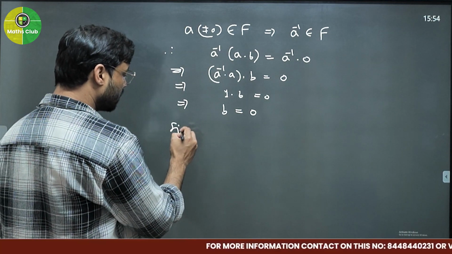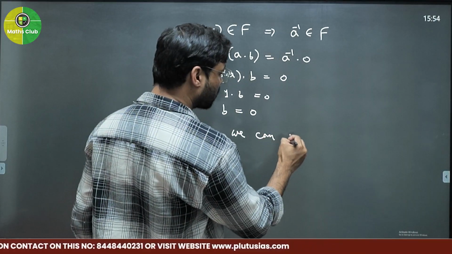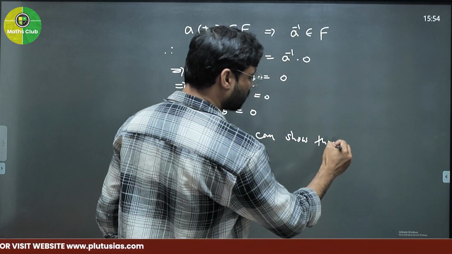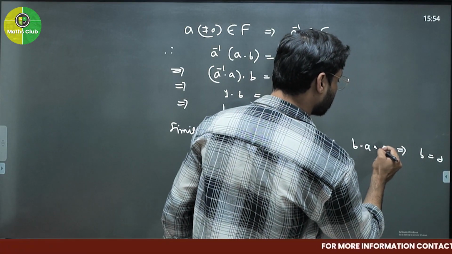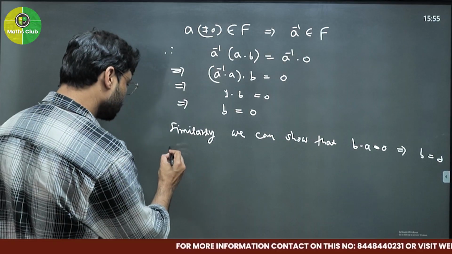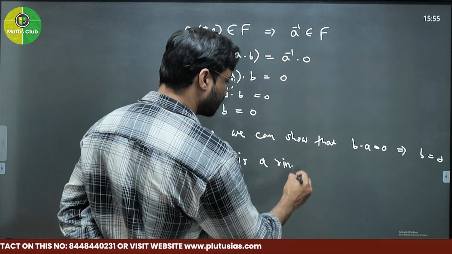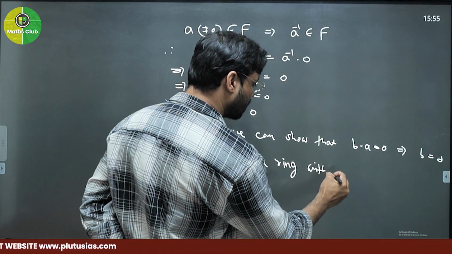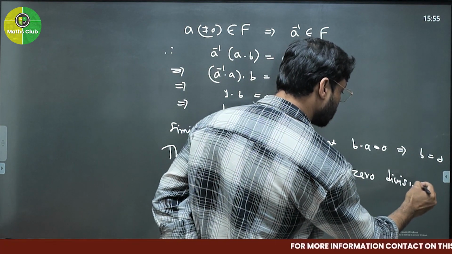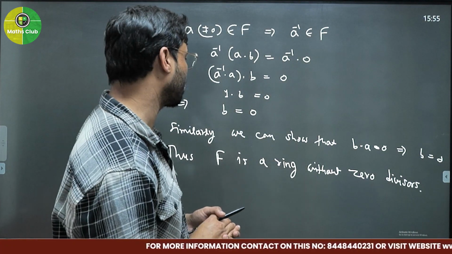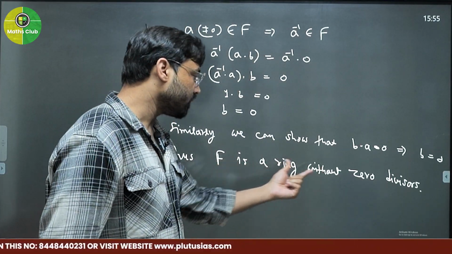Similarly, by a similar argument, we can show that b dot a equals 0 implies that b equals 0, and thus F is a ring without zero divisor. So F satisfies all the conditions of an integral domain. That means F is a commutative ring having unit element, and also F is a ring without zero divisor.